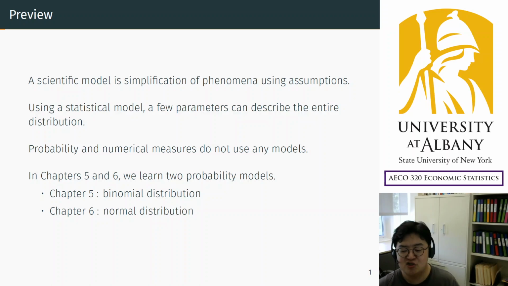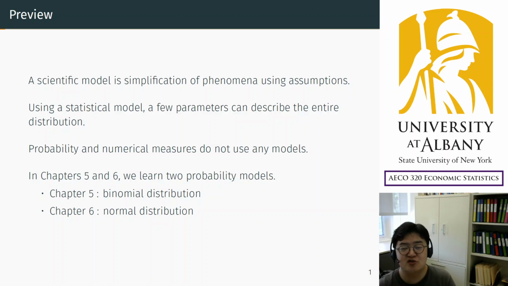Those were just summarizing and describing data. But in this chapter and the next chapter, we are going to study a scientific model. In a scientific model, we usually make assumptions. Our goal is to simplify the phenomena we are experiencing. We would like to explain what we observe in a simpler way. That is science, right? To do that, we need assumptions.